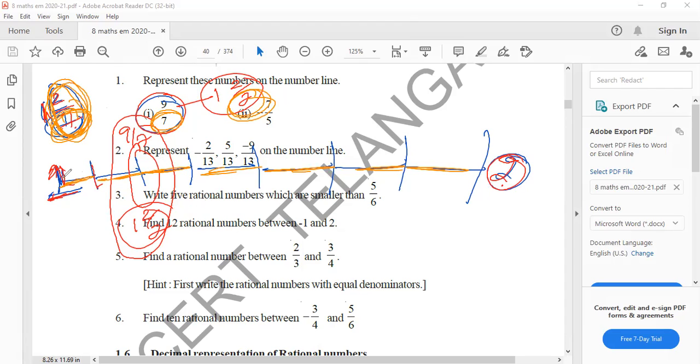1 2 by 7: after 1 you take 2 parts of 7. 1, 2. This is 2 by 7. So this is 1 2 by 7, nothing but 9 by 7, here. Now it's clear? Okay. Clear? Can I go to the next question?